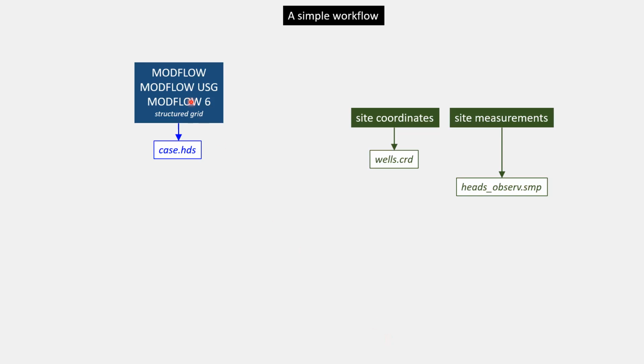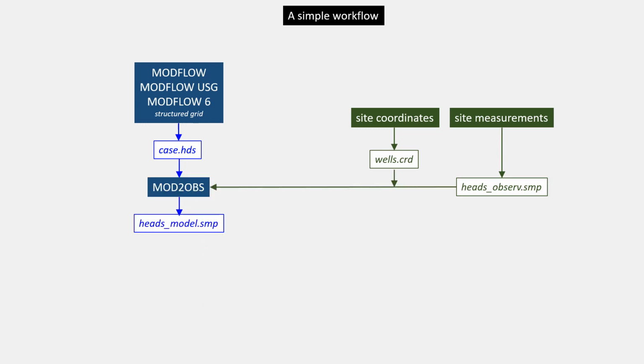All of those models record system states in a binary file. We'll assume they're heads, but they can be other things as well, as we'll talk about. But at the moment we'll assume that these are heads and that the binary system state file, or dependent variable file, is called case.hds. We can run a program called mod2obs. This is as simple as the workflow can get.